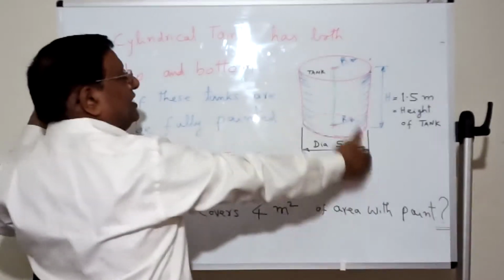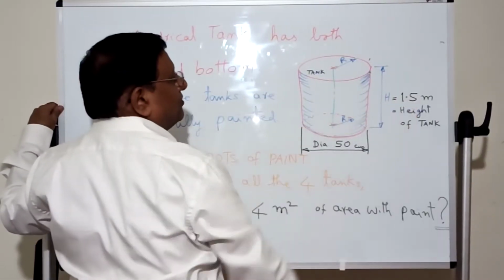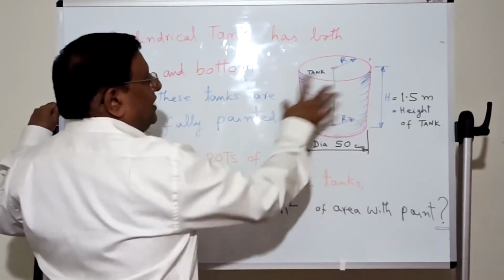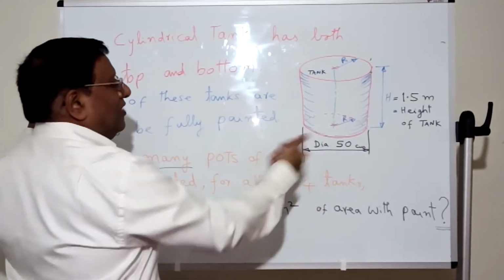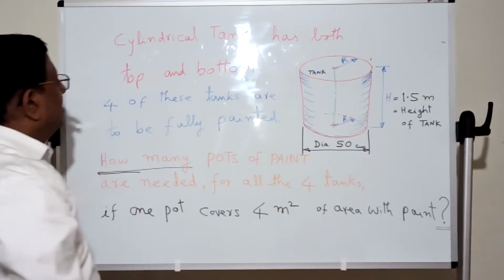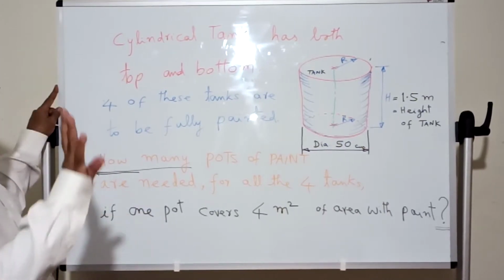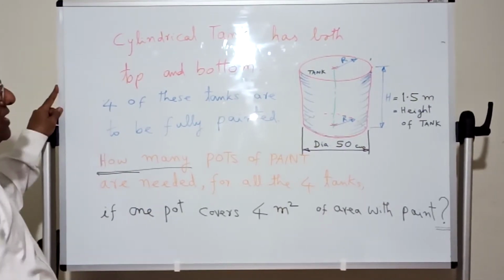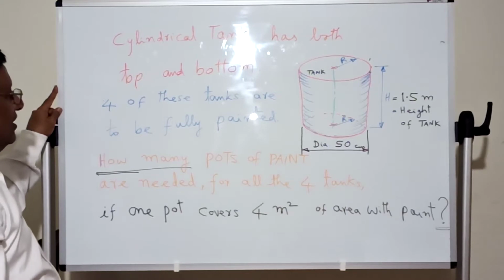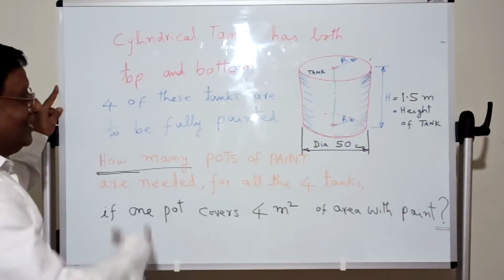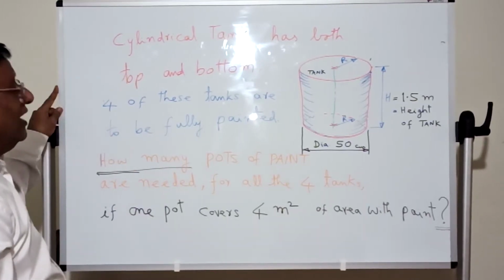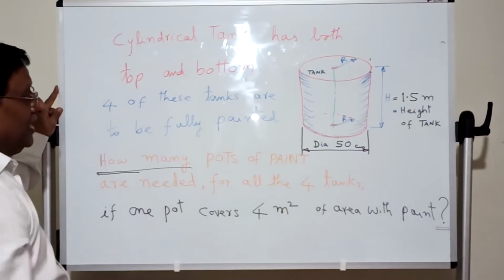The height of the cylindrical tank is 1.5 meters, and the diameter of the tank is 50 centimeters, which means it's half a meter. Anyway, there are four tanks. Each tank's dimensions are given, and they want to paint them. For that, they want to find how many paint cans are needed for painting all these four tanks.